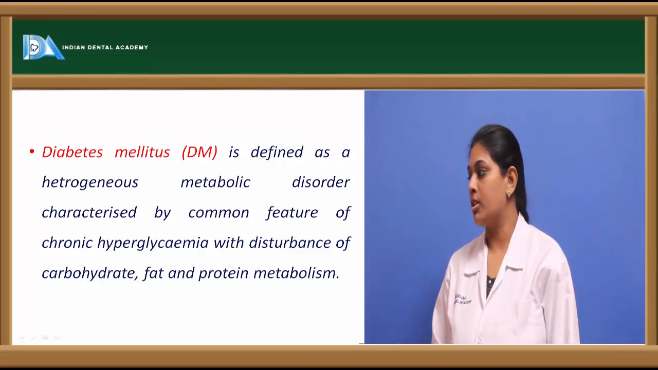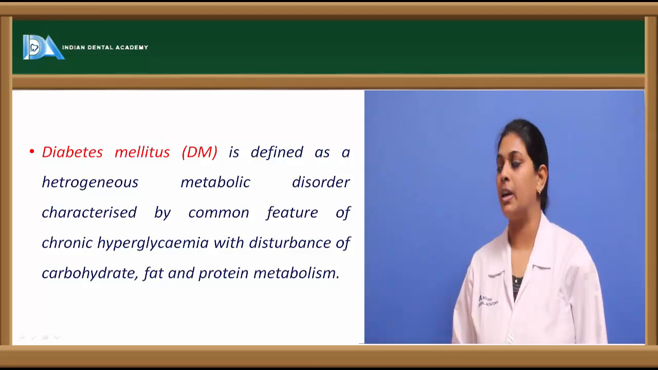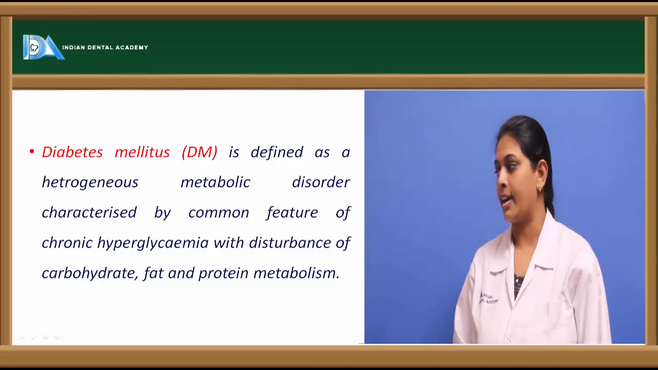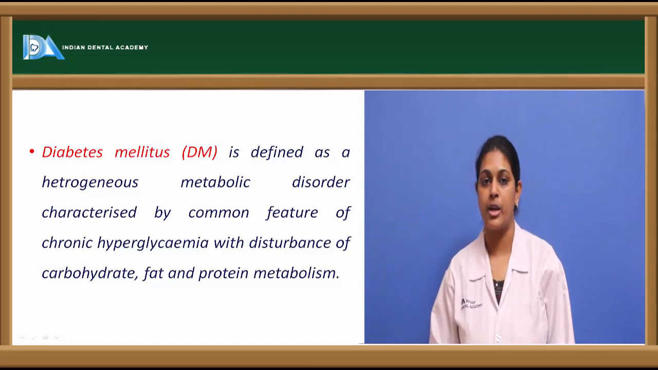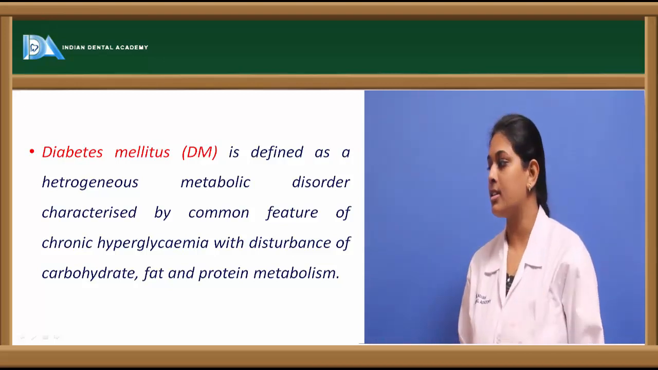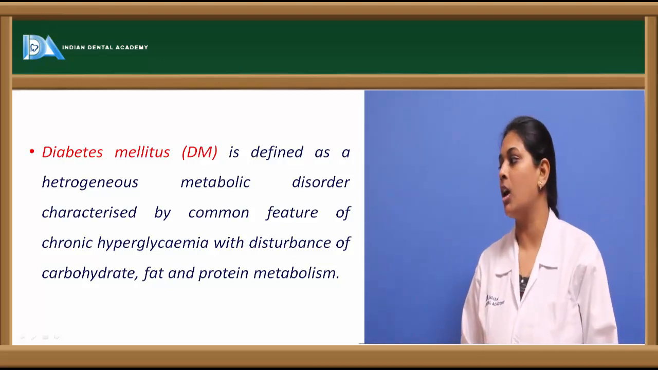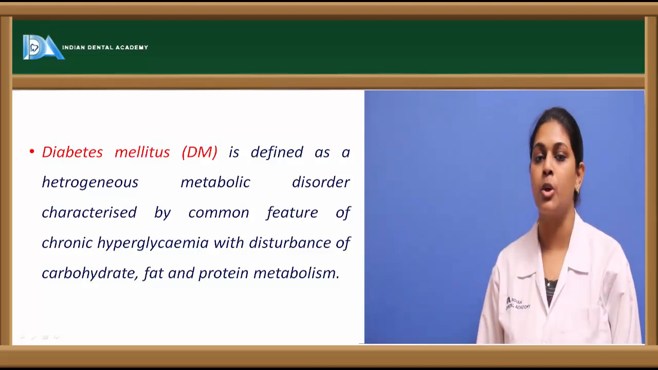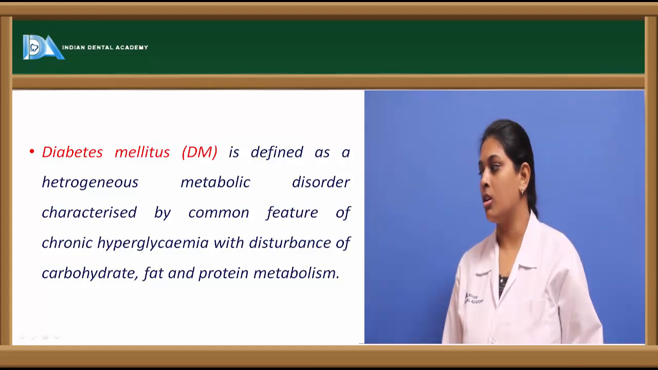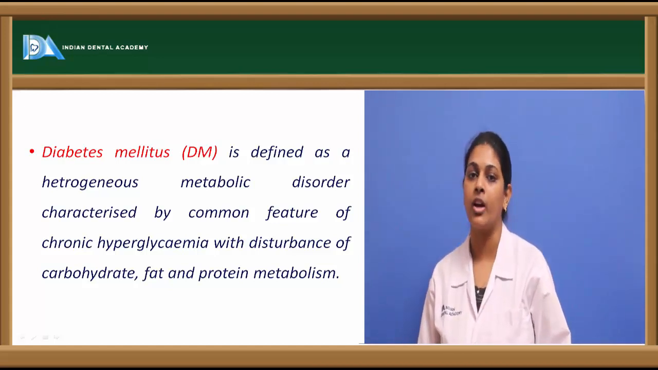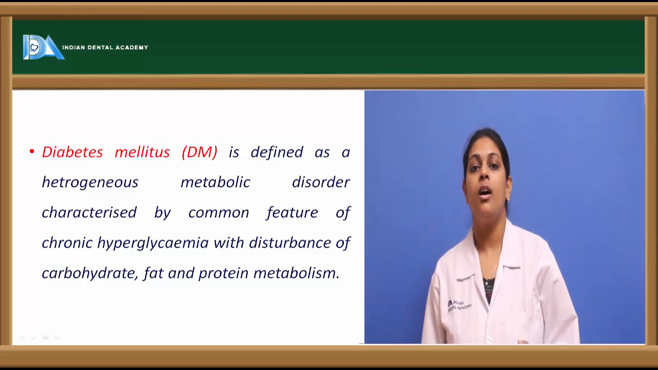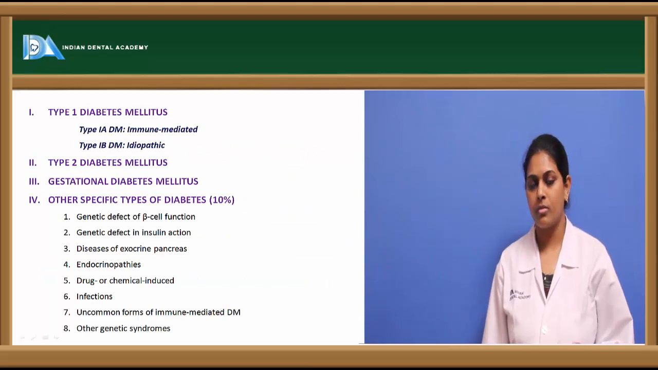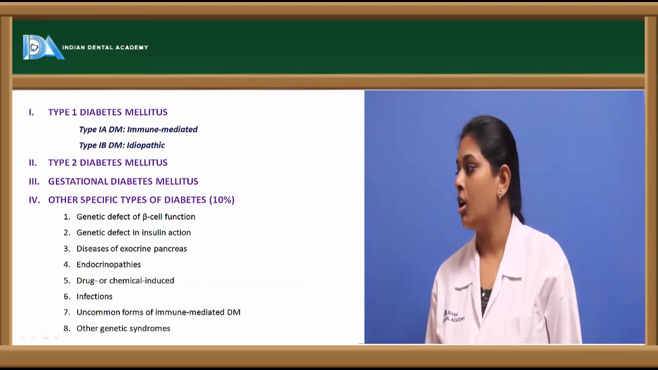patient. So coming to the definition of diabetes mellitus, it has been defined as a heterogeneous metabolic disorder, characterized by a common feature, that is the presence of chronic hyperglycemia, increase in the blood glucose levels, along with disturbance in the carbohydrate, fat as well as protein metabolism. It is called heterogeneous because a lot of conditions are associated with this compromised condition of a patient. And broadly, it is described into four types.